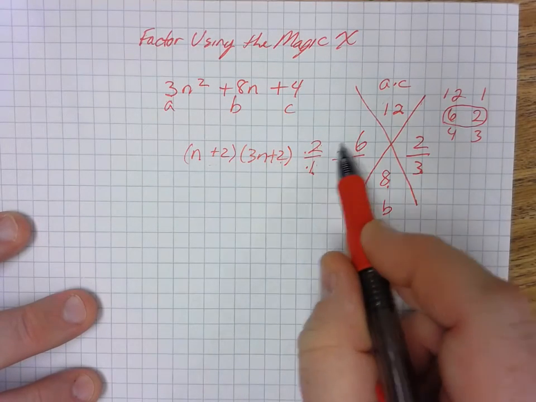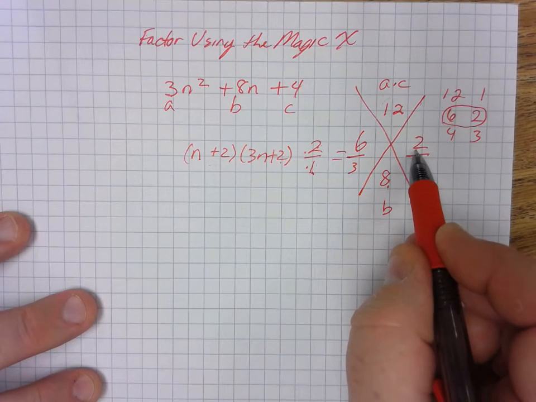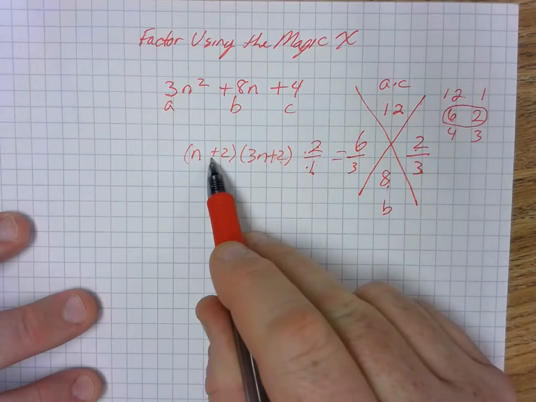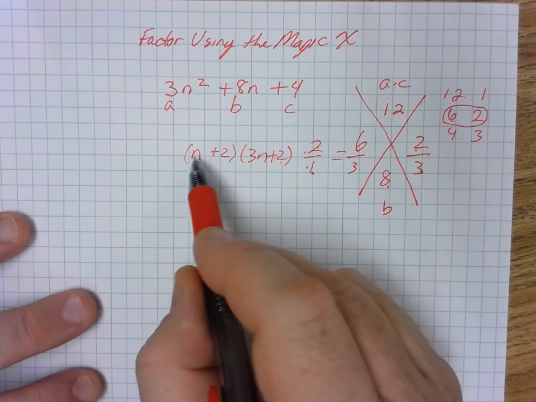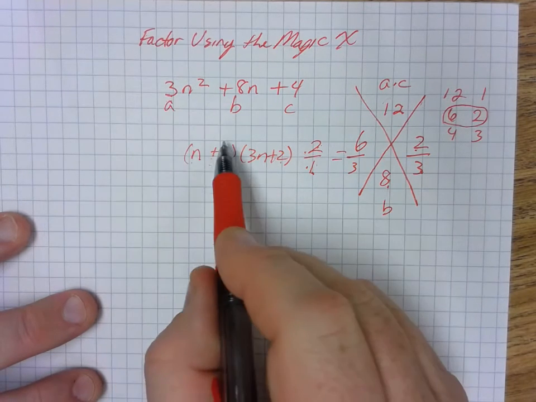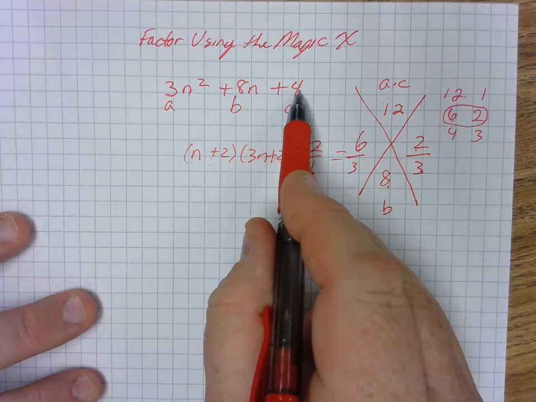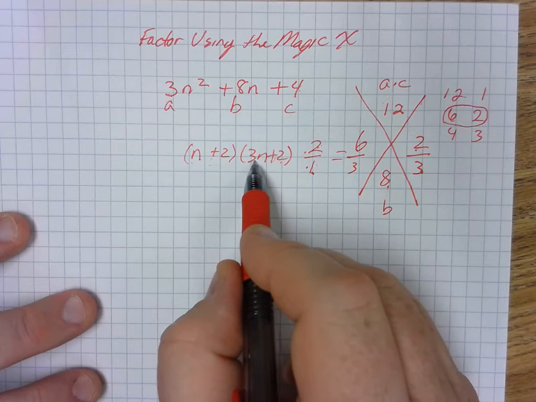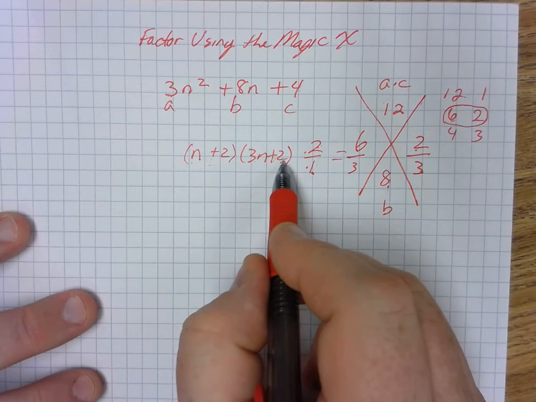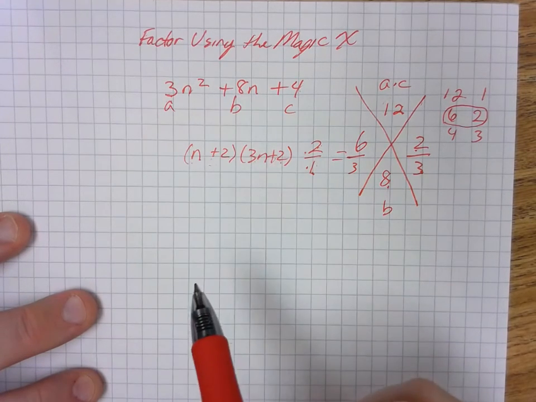Now, if either one of these numbers in the numerator happened to be a negative, we would, of course, just put a minus sign in there. But this is the fully factored form. We can check it by doing 3 times 1, getting 3 here, and 2 times 2, giving us 4 there. And the middle term comes from the outer and inner calculation. So I have a 6 here and a 2 here. When I add them together, I still get 8n.